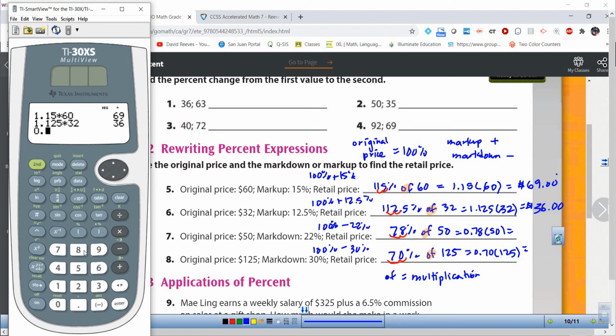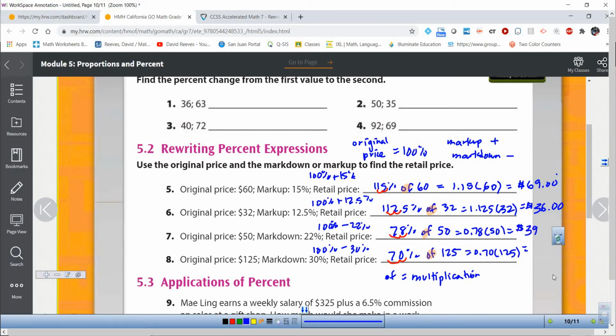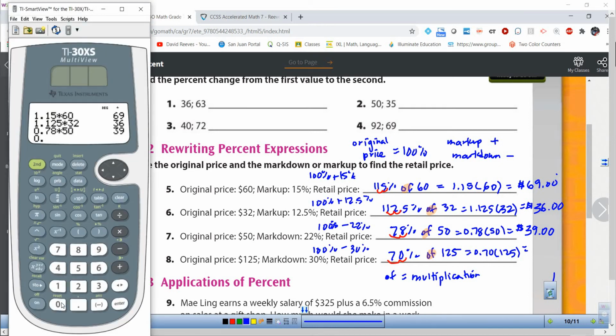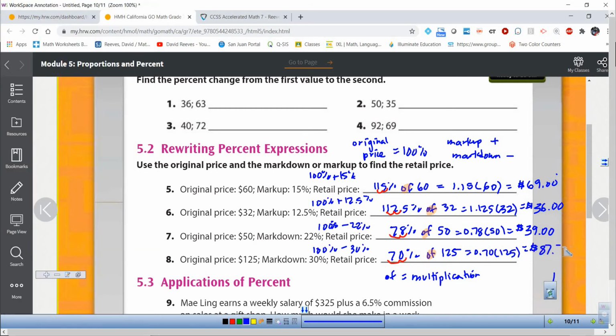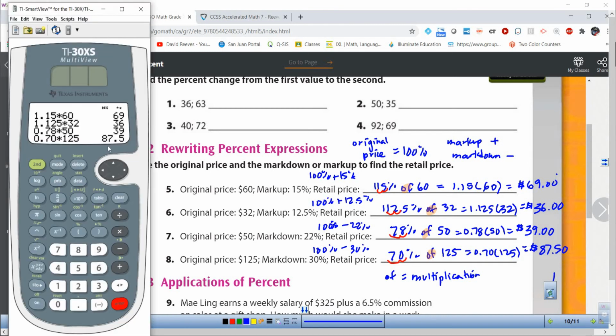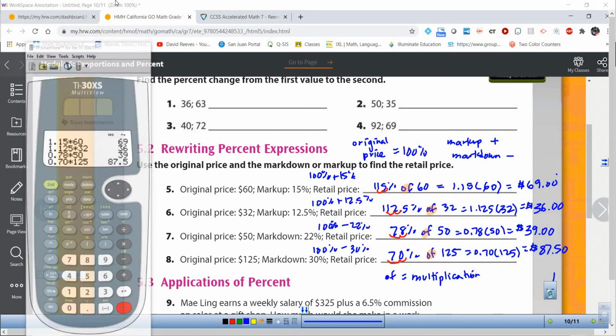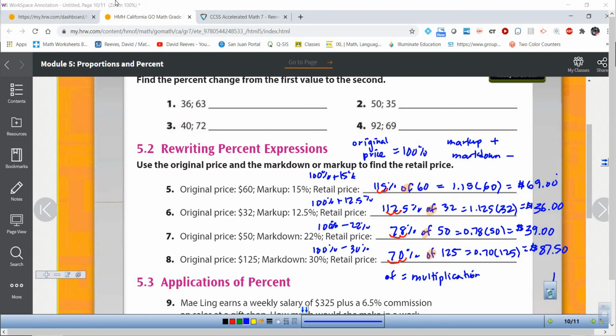So how about 78% of 50? All right, when we do that, we get $39. So yes, the price did go down. And finally, this last one, 70% of 125, 0.70 times 125. What do I get when I do that? I get 87.5, but remember, this is money, $87.50. Again, the calculator says 87.5, but we must write $87.50. All right. So there we go.